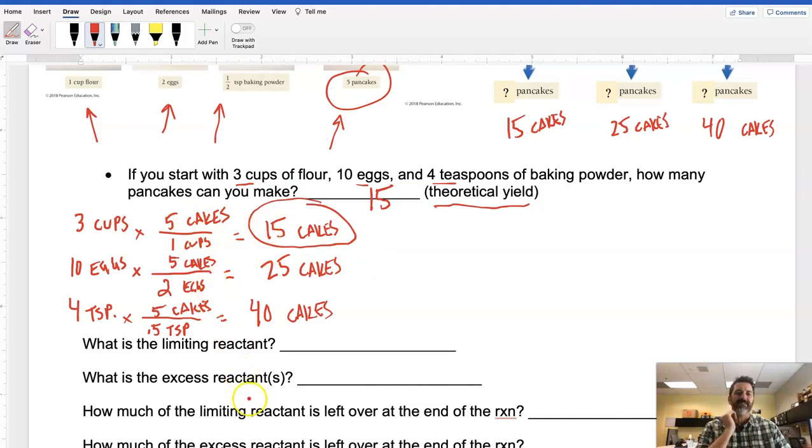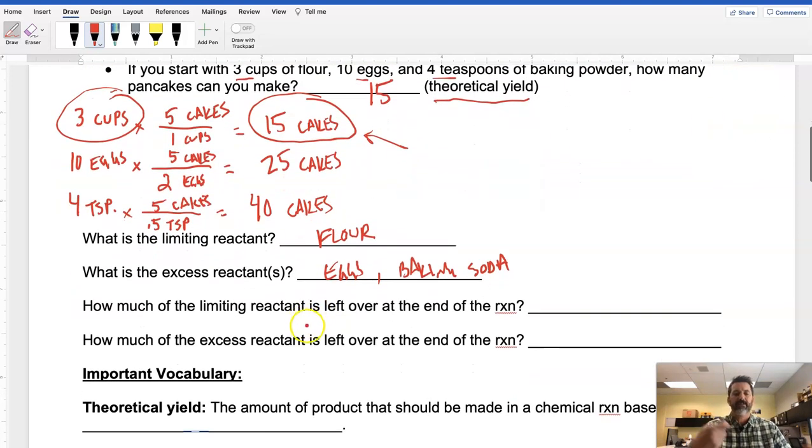Now, a limiting reactant comes from the one that produces the smallest amount of product. Because my cups of flour produce the smallest amount of product, that is my limiting reactant. That's how we're going to figure this out. So my limiting reactant is flour. My excess reactants are eggs and baking soda. So I have 2 reactants that are going to have some amount left over when this reaction stops.